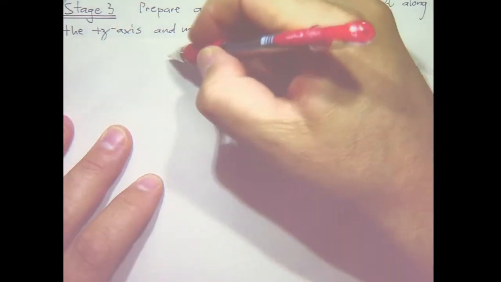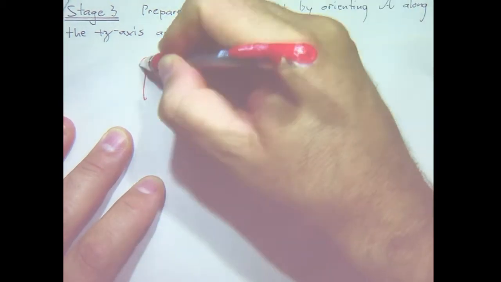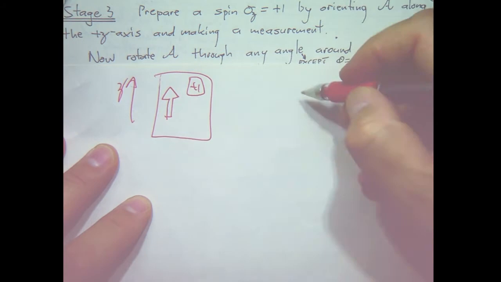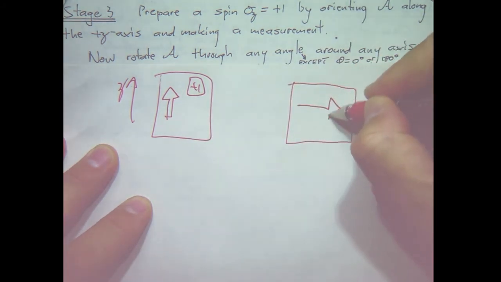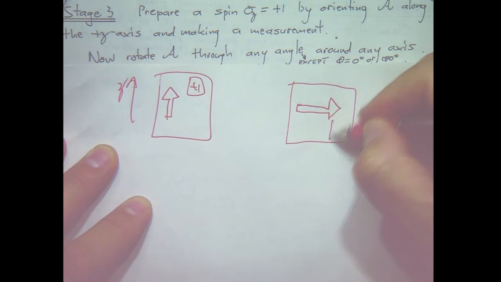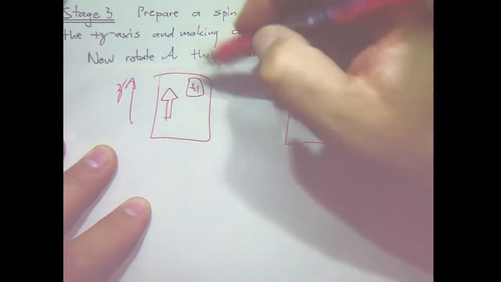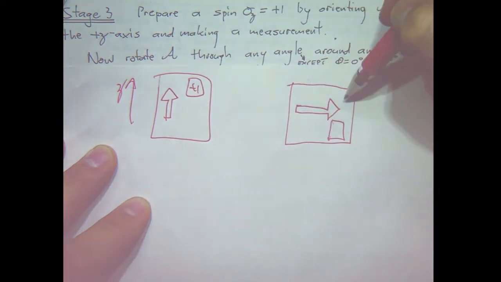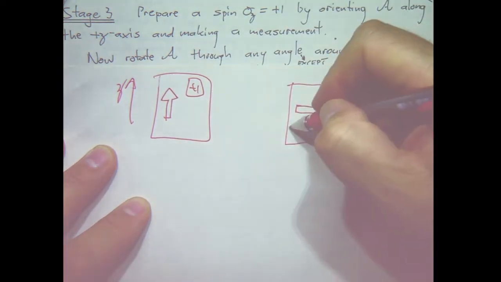So you've prepared a spin in the plus one state, so your apparatus is pointing upwards, and you got a plus one. There's the z-axis. And now we rotate it 90 degrees, like that. So we've prepared a spin that's plus one along the z-axis, and we rotate the apparatus by 90 degrees to the right of that. The question is, what do we measure now?